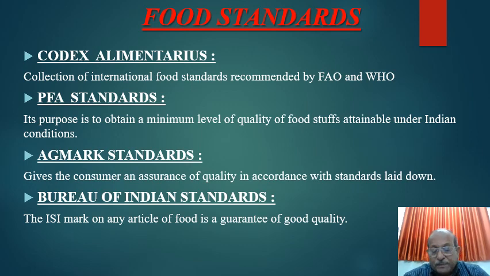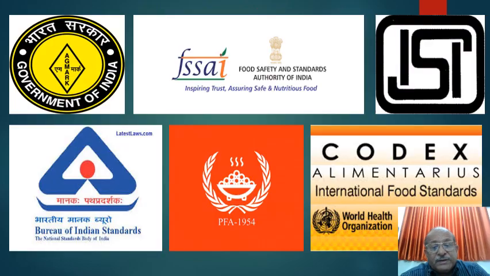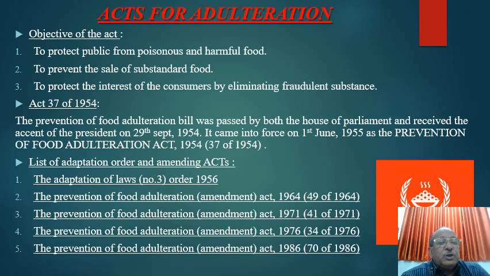Now, to keep a check on adulteration, certain food standards and codes have been prepared. These are Codex Alimentarius, PFA standards, Agmark standards, and Bureau of Indian Standards, BIS. Agmark gives the consumer an assurance of quality in accordance with the standard laid down. Bureau of Indian Standards means the ISI mark on an article of food. These are the standard logos we can see: Government of India's Agmark, FSSAI, ISI, BIS, PFA and Codex Alimentarius.